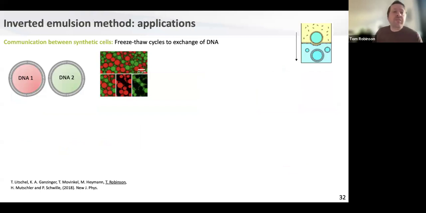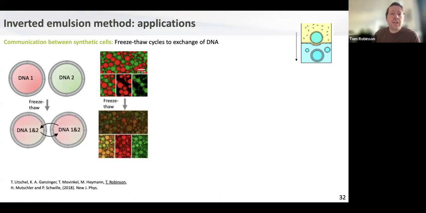One example here is that we can have communication between synthetic cells. Here we took advantage of the high encapsulation and encapsulated two populations of DNA, 1 and 2 here, labeled red and green. We then mixed them together, and this was a collaboration with the Schwille group in Munich. Then via freezing and thawing cycles, we could actually show that we had efficient exchange of DNA. So in this way, we had a kind of communication of genetic information between these model protocells. This is just a very quick example of how we can take advantage of high encapsulation using this technique.